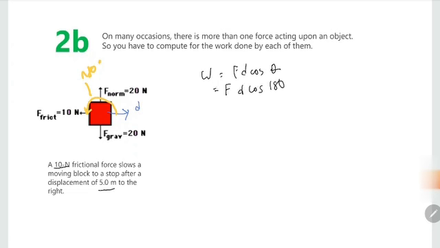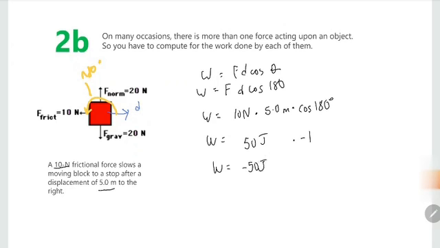F and D. 10 newtons, 5 meters, cosine 180. Cosine 180 is negative 1. This is negative 50 joules. So the brake is doing negative work on the bike. The brake and bike, that's their relationship.